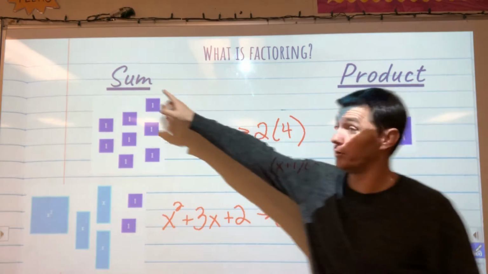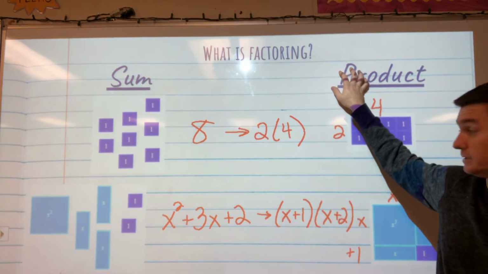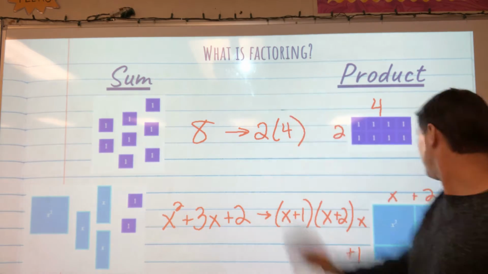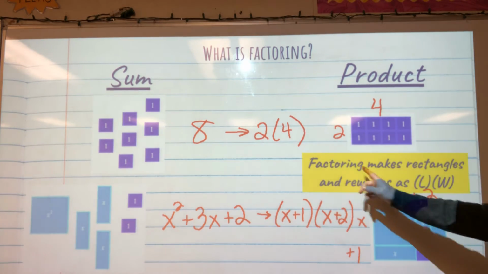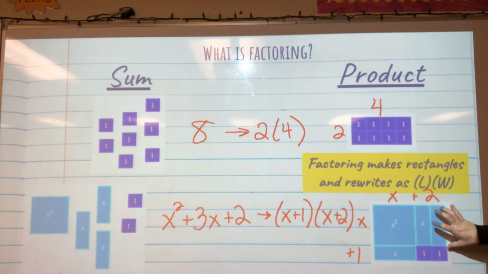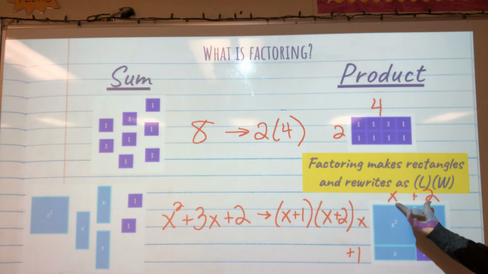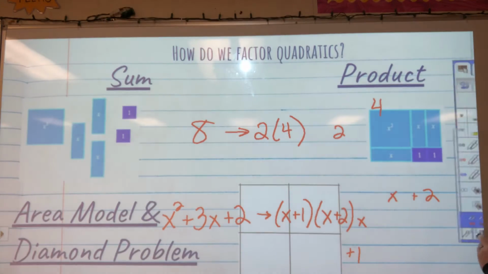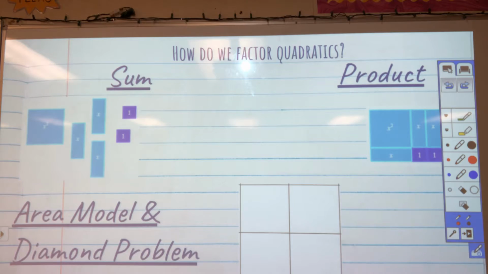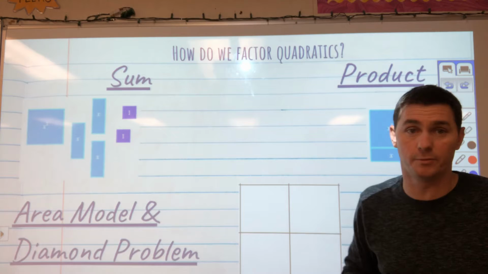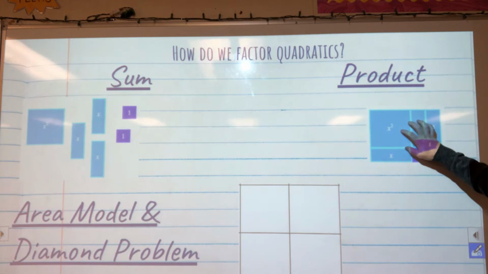This process from going from a sum to a product is the process we call factoring, all right? Now you might notice factoring makes rectangles, and it rewrites it as a length times the width. We did that here, 2 times 4, and here x plus 1 times x plus 2. So if we can make rectangles, then we can factor. All right, so how do we do that? How do we get from here to here? Because we're not going to have algebra tiles available. We don't want to do this detailed picture every time.